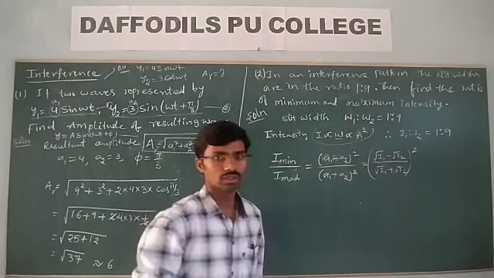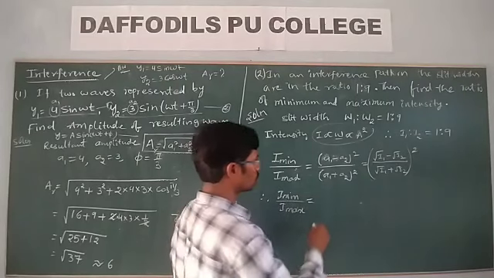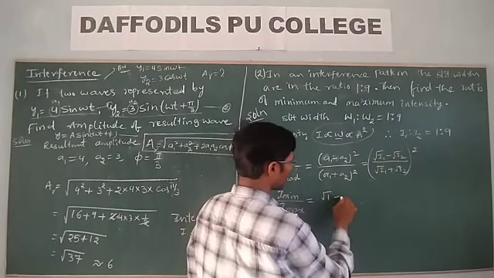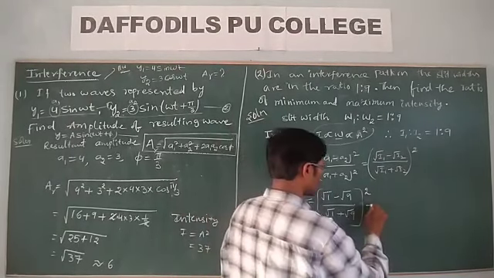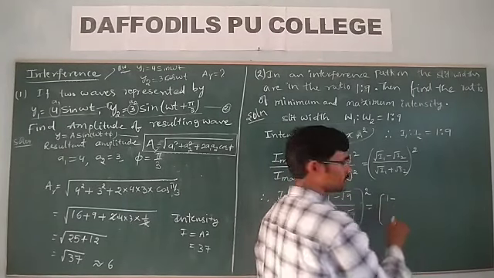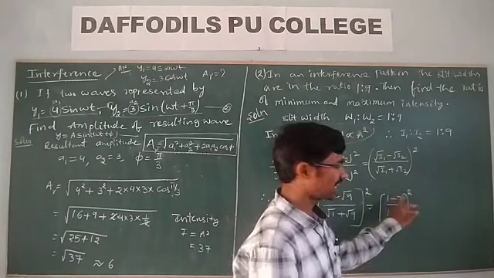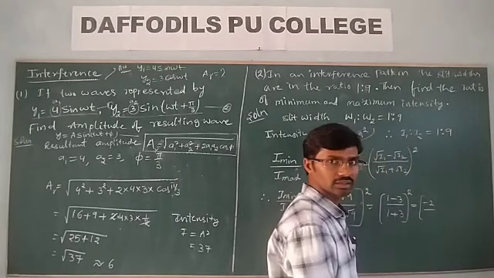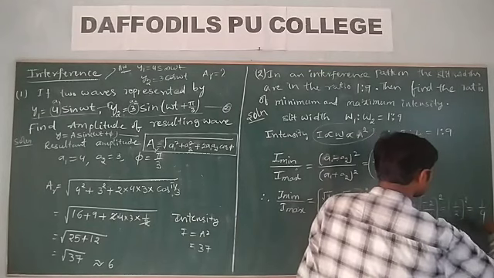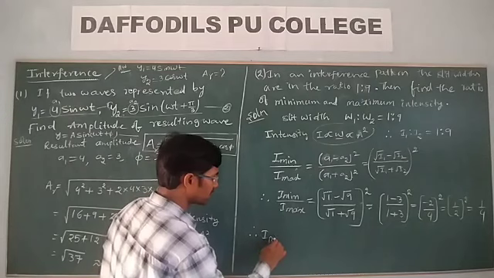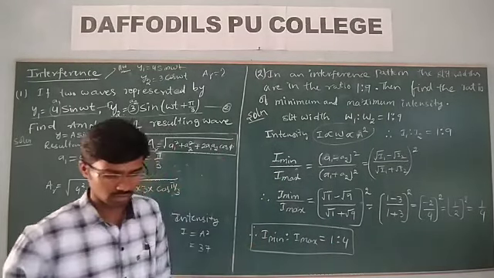Then I1, I2 values are given. Let me substitute those values. Therefore, I minimum by I maximum is equal to root 1 minus root 9 by root 1 plus root 9, whole square. That is 1 minus 3 by 1 plus 3, which is minus 2 by 4, whole square, equal to 1 by 2 whole square, which is 1:4. Therefore, the ratio of the minimum intensity to the maximum intensity is 1:4. That is the answer for this problem.